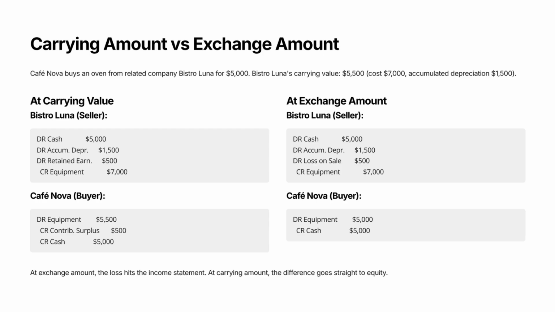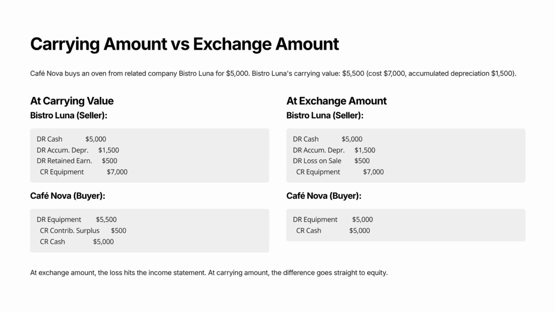Say Cafe Nova buys an oven from its related company, Bistro Luna, for $5,000. For Bistro Luna, the oven's carrying value is $5,500, original cost $7,000, accumulated depreciation $1,500. If the transaction must be recorded at carrying value, here's the journal entry of how it looks. Now, if it's recorded at the exchange amount of $5,000, the journal entry would be like this.